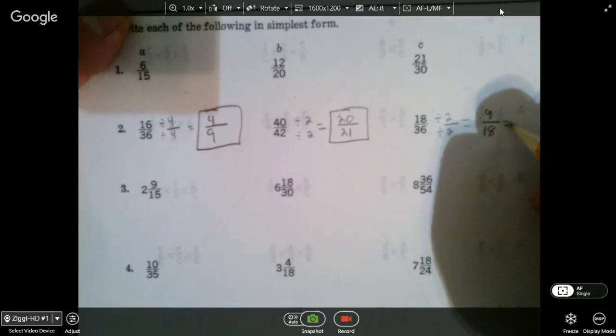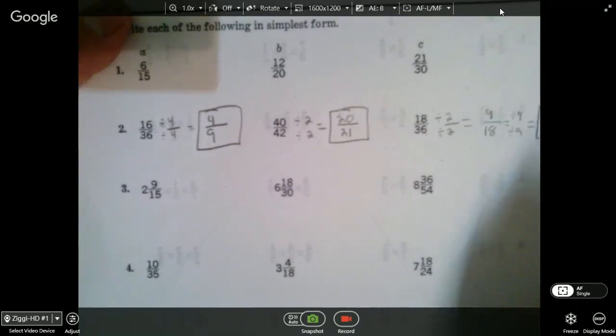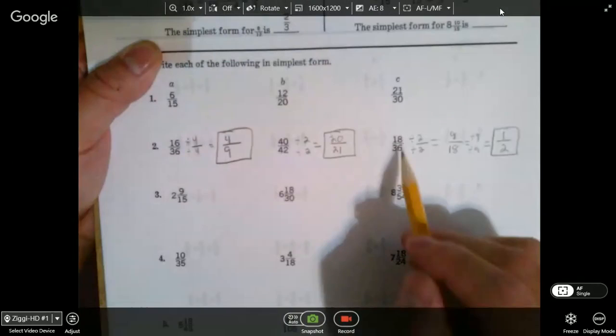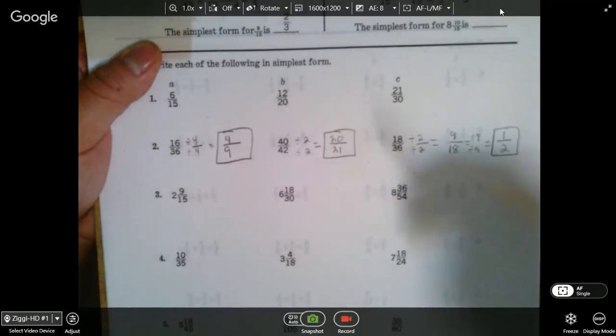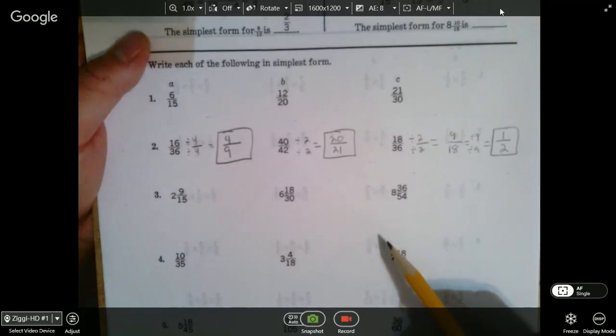So if I divide by 9, divide by 9, right? This gives me 9 divided by 9 is 1, 18 divided by 9 is 2. So it is 1/2. And if you look at 18 over 36, that makes sense, right? We probably should have seen from the very beginning that 18 is half of 36.